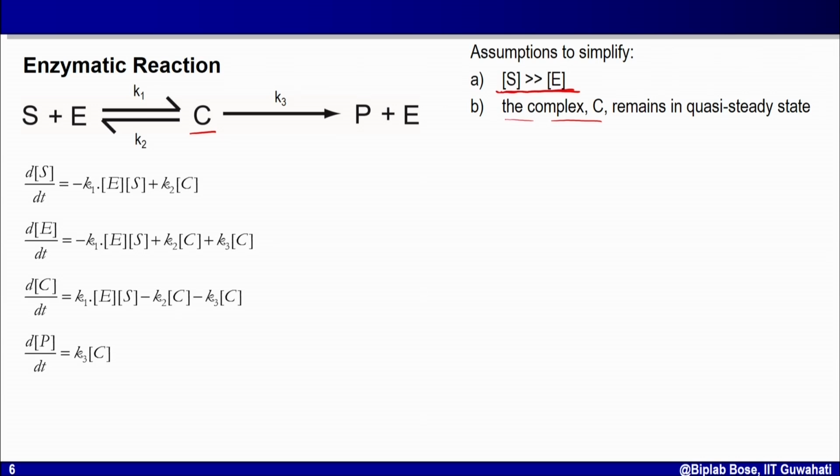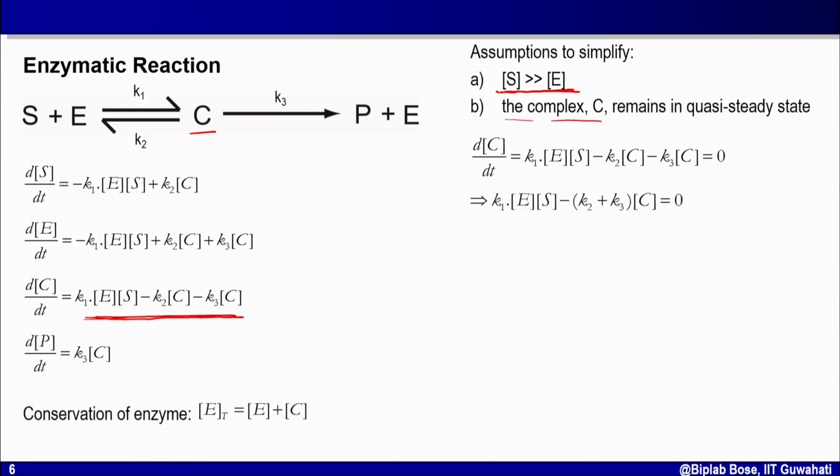If C has a steady state, then this ODE dC/dt becomes equal to 0. That's what I can write. Then dC/dt equal to 0. That means K1 E into S minus K2 into C minus K3C is equal to 0, because that's how I have got from the ODE for dC/dt. Now I will rearrange terms so that I can get C at one side and everything else on the other side. Because remember, C is the complex from which the product is formed. So I will try to separate C on one side from this algebraic relation and keep the rest on the other side. So let us try that.